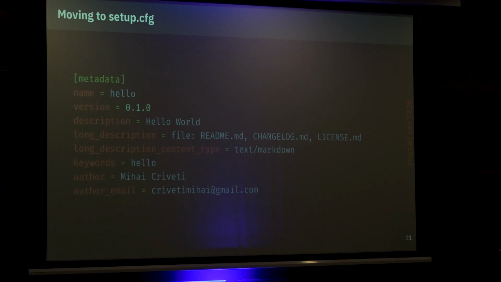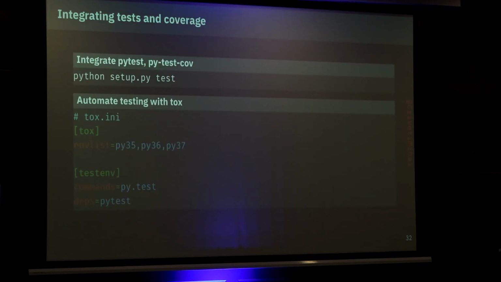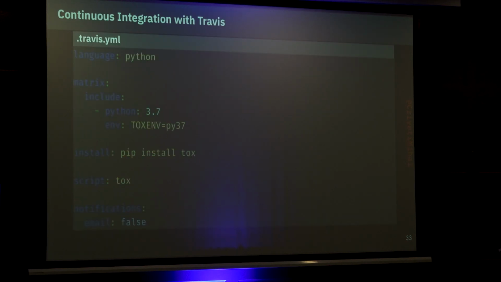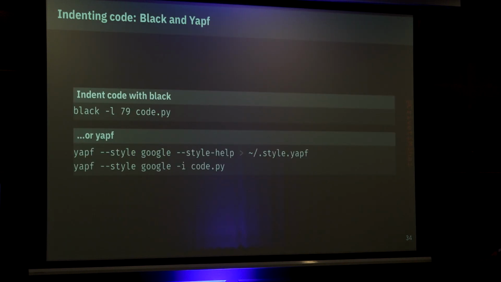You know how to automate things with setup.cfg. Now let's integrate some unit tests. So I'm going to use Tox here to integrate tests across Py 3.5, 3.6, 3.7, and automate some of my testing. Then I'm going to use something like Travis or Jenkins to automate my build. And I'm going to use some tools like Black or YAPF to automate my code rules.